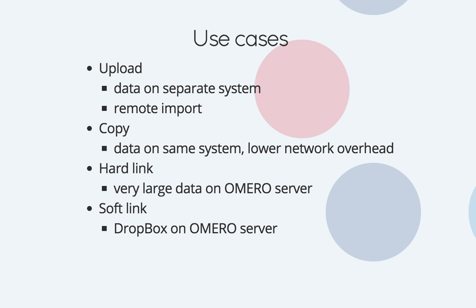So the use cases here might be, for upload, the data on a separate system or remote import. For the copy, it might be the data on the same system, but you're getting a lower network overhead because you're able to use the native copy system, which will do things more efficiently than the built-in OMERO upload system. For hard link, you could be looking at very large data on an OMERO server. And for something like symlink, it might be using Dropbox on an OMERO server where the files stay within the Dropbox system but are linked from the managed repository.